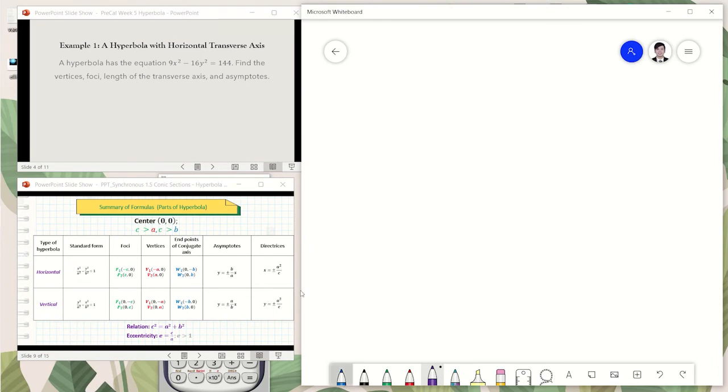So here in our example number 1, we are given the equation 9x squared minus 16y squared is equal to 144. And then we're asked the following questions or properties of the hyperbola. So we have to write our equation into standard form. And to do that, just remember that the right side must be a 1. Okay? So perhaps we can start there.